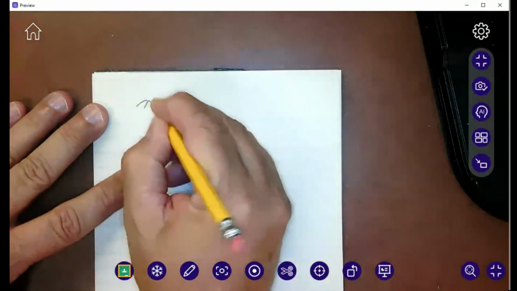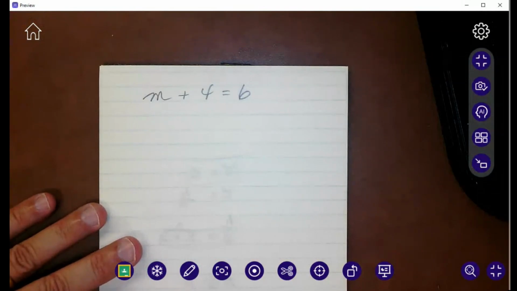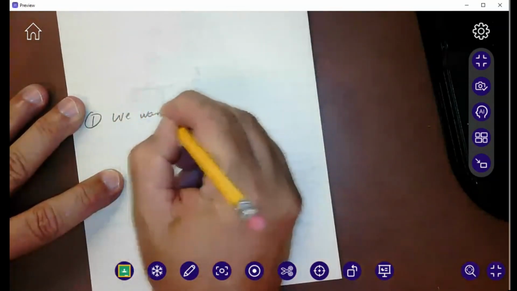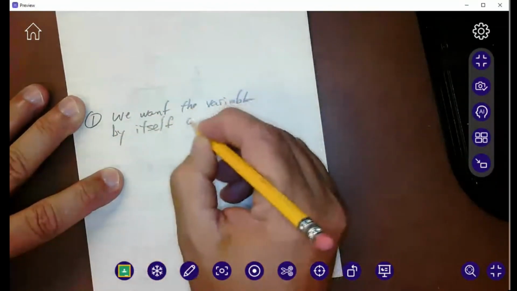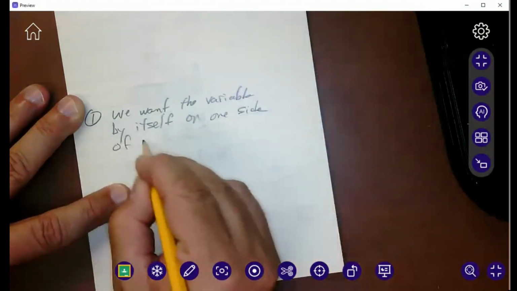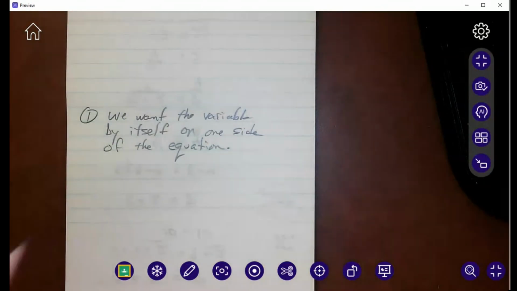Okay? So, if we move to taking one of those numbers out and replacing it with a variable, m plus 4 equals 6. We want to know what m is. Well, with equations, there are two main rules. The first rule is we want the variable by itself on one side of the equation. Okay, we want the variable to be by itself, either on the left or the right, it doesn't matter, but we want to get that variable by itself.